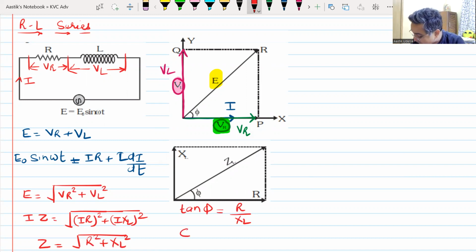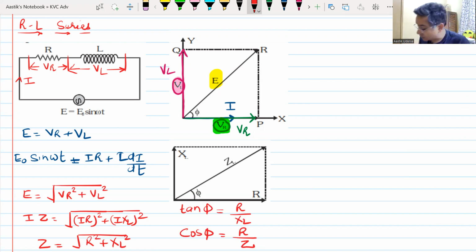You can also write the value of cos phi. And remember, this cos phi will always be equal to R by Z. Do you see this from this triangle? Everyone got it?